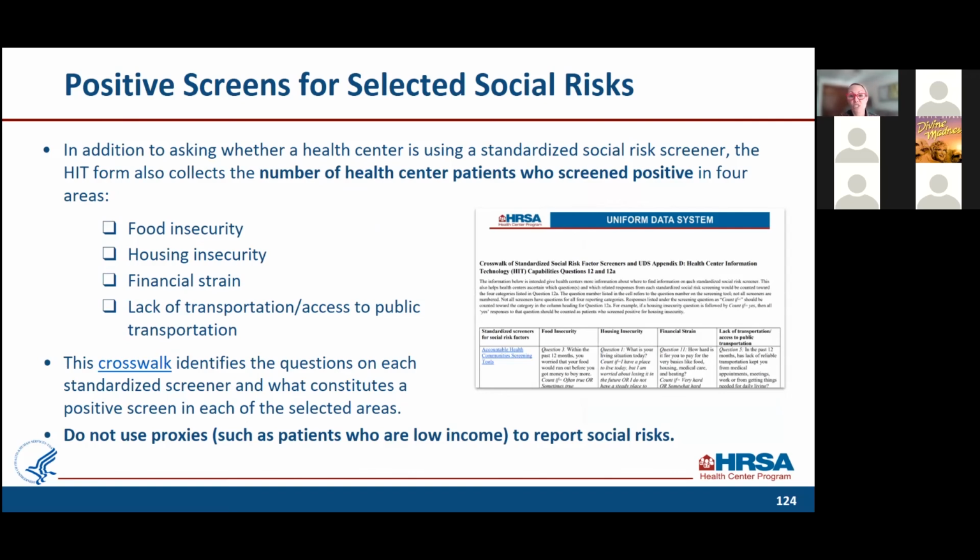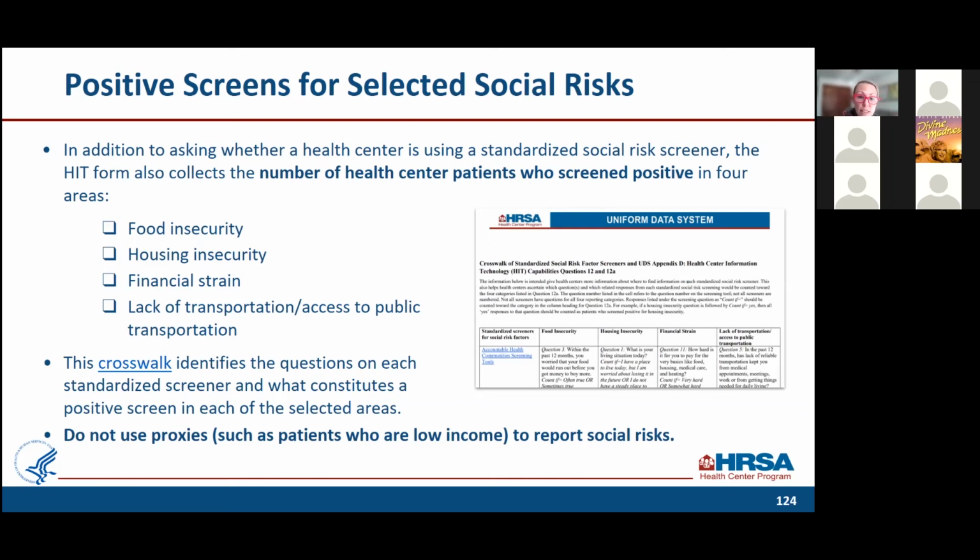Patients reported as screening positive for these 4 social risks must be health center patients included elsewhere on the UDS, meaning that these are patients reported in your demographic tables who have a countable visit on table 5. Patients reported on these 4 social risk lines must be those identified through that social risk or social determinants of health screening. Don't use proxies like low income or Medicaid or anything like that to identify patients.